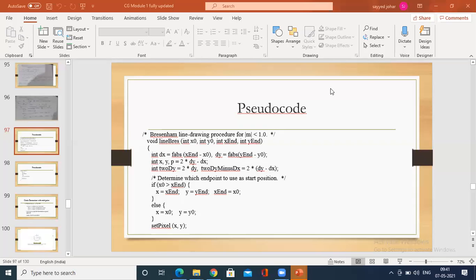So let me start the session. Today, as I said, we will go with the concepts of Bresenham's circle drawing algorithm.